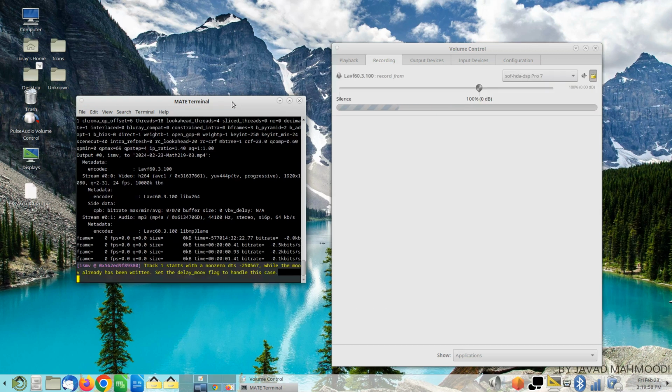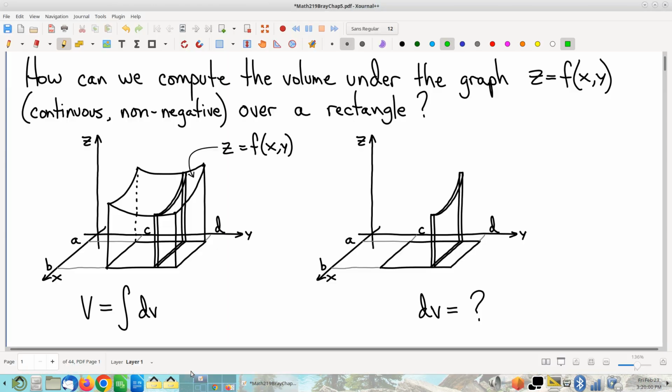Okay, so time to get started. Last time we were just starting to play around with ideas relating to single variable integrals and trying to come up with something that might be analogous in a multivariable context. I emphasized we're playing around with ideas here.